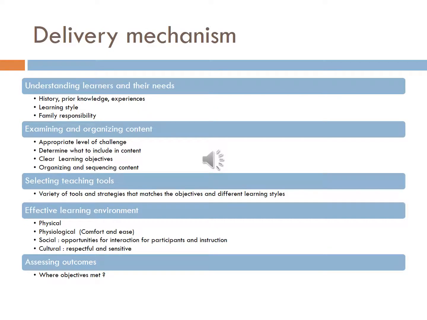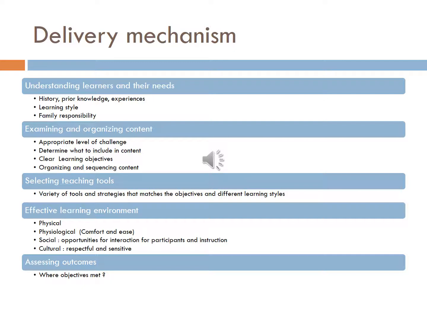So now let's discuss the delivery mechanism, and here let's talk about the different learners and their needs. We need to look at their history, prior knowledge and experiences, learning style and family responsibility, and all these things. So when we understand the background of our learners, then we'll be able to design a specific kind of training for them. And then we need to examine and organize the content. The content needs to have an appropriate level of challenge for these people. It shouldn't be too easy or too difficult, so they keep engaged.